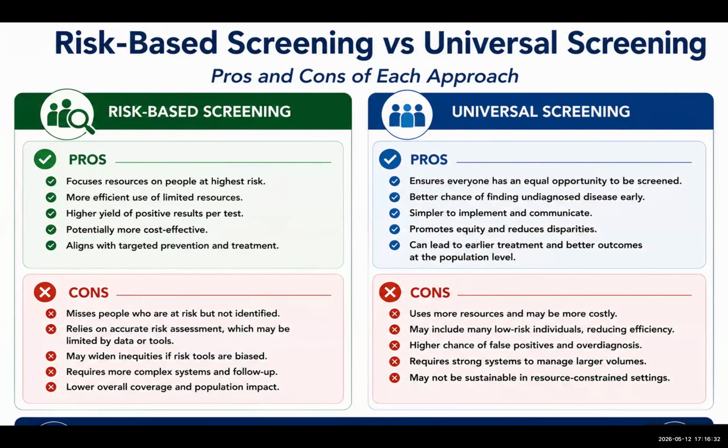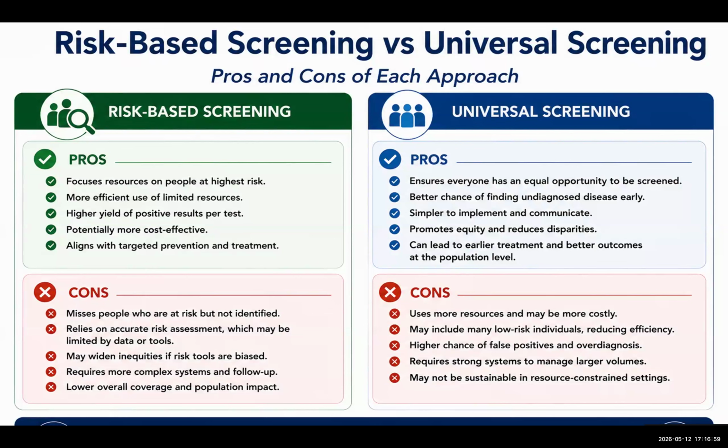So really, you want to ask yourself, how are we going to screen? Are we going to try to do a risk-based screening assessment versus just screening everybody? With risk-based screening, we focus the resources on the people at highest risk, and that will be the most efficient use of the limited resources. We're looking at a higher yield of positive results per test, and potentially it is more cost effective. And again, it would align with targeted prevention and treatment.